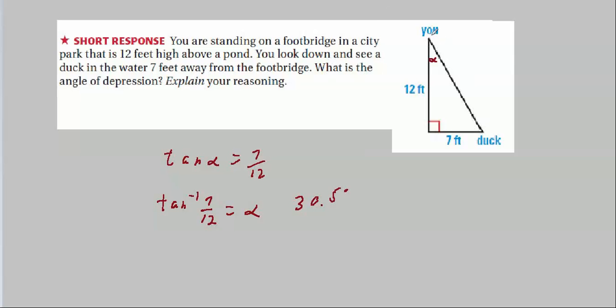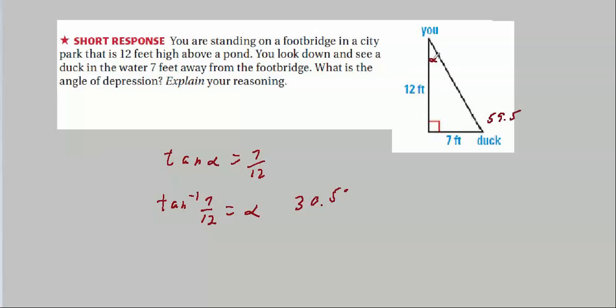On the other hand, if the duck was shooting at you, he would have to use 90 minus 30.5. And what's that, 59.5? I think that works. 30 and 60 is 90, so 30.5, 59.5. So this one would be 59.5. The important part was understanding that you needed to use the inverse tangent of 7 over 12 to get this angle.